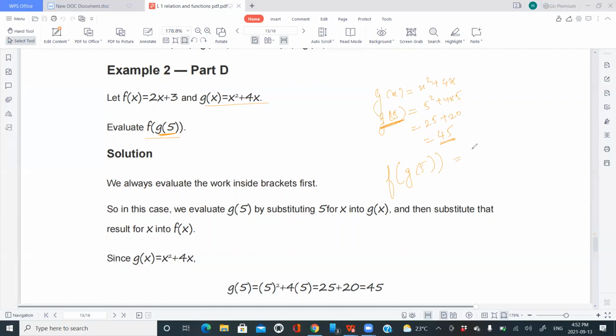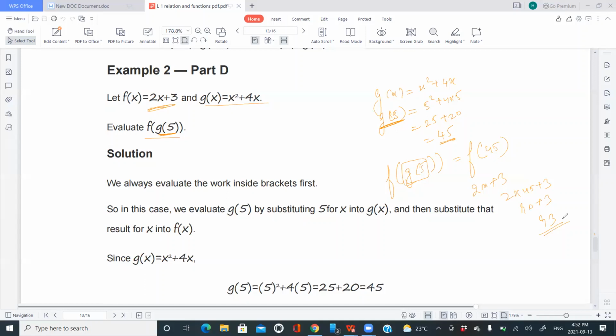So in place of g(5), you can write 45. That means in the f function, you will plug 45. So what is the f function? 2x plus 3. That means 2 times 45 plus 3. 90 plus 3, 93. Understood or not?